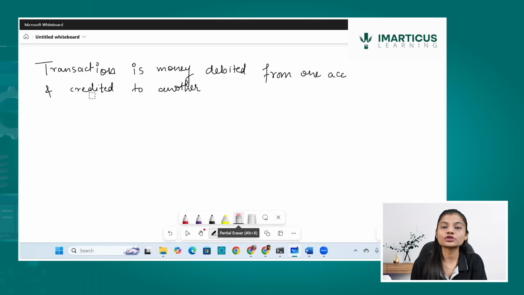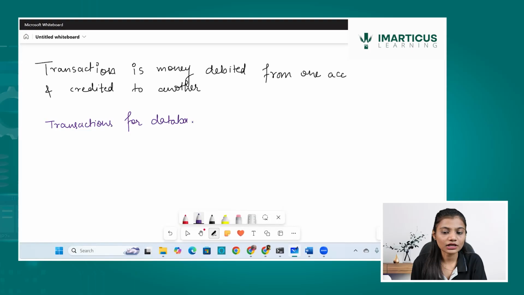Now, that was the real world scenario of a transaction. But what is the meaning of transaction in the field of databases? Transactions for databases are nothing but the changes which happen with the DML statements. Those changes are inserting the data, updating the data, and deleting the records. That is the transaction which happens in the database field.